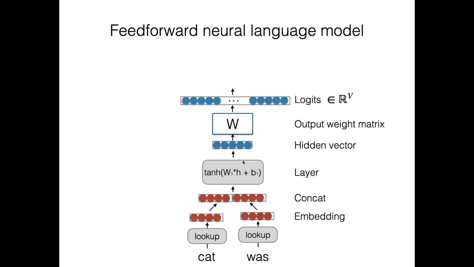You can stack the layers together, of course. You could have more than one. It's just visualizing one here. And then you again have this output weight matrix. And now, in some sense, our classes are all of the different possible next tokens in our vocabulary. Okay, so now your model outputs some score for each token in the vocabulary.